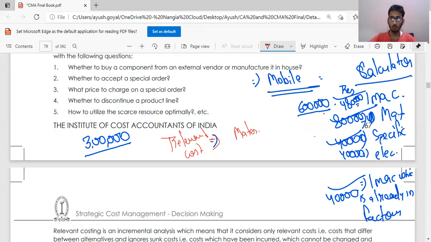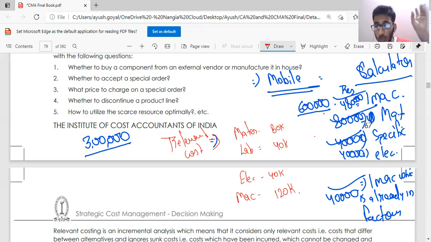There would be a material cost of 80,000. Labor cost, because we are occupying labor specifically for making the calculator with that specification, would be 40K. The electricity cost would be 40K. Now machine cost. The relevant cost of machinery would be 120K only.